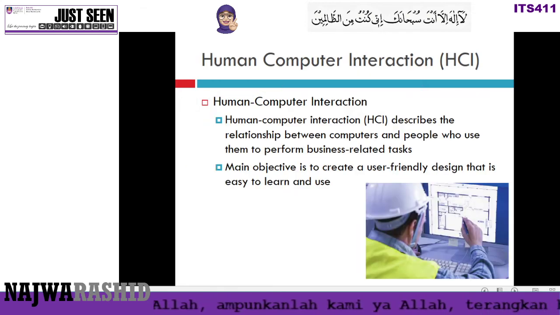The next part is about human-computer interaction, also known as HCI. Human-computer interaction describes the relation or the interaction between the users, which is the people, the humans who use the system, and the system in the computer. It is the interaction between the human and the computer while performing certain tasks. And the main objective is to create a user-friendly design that is easy to learn and easy to use. Okay, that is the main idea of human-computer interaction.